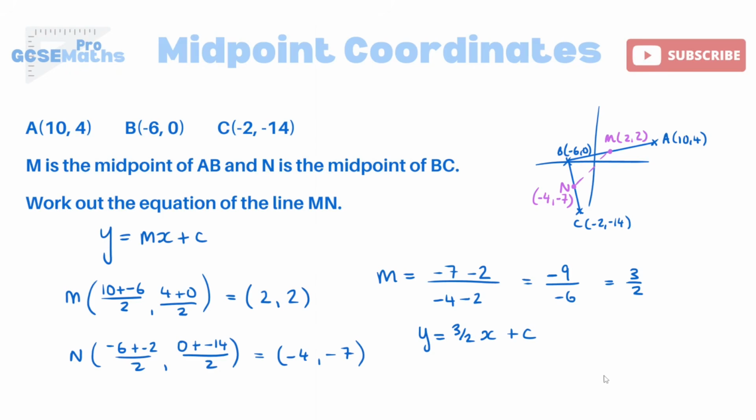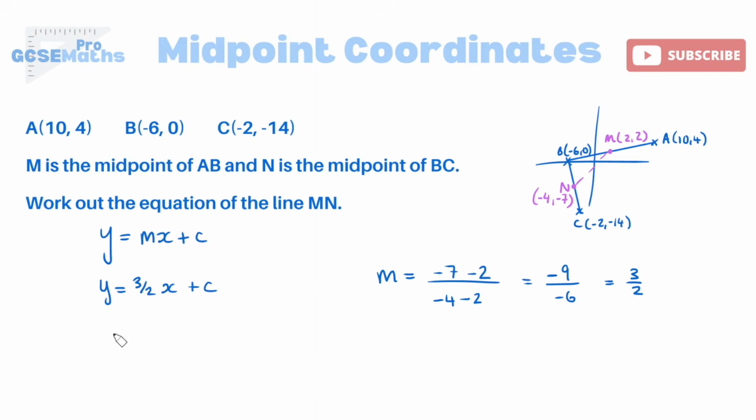Now I'm missing the y-intercept. I can roughly see where it is, but I'm obviously not going to guess. We do need to calculate it properly. In order to find the y-intercept, I need to substitute in a set of coordinates that are on the line MN. So this is where you can choose. Do I want to use the coordinates for M or for N? You can use either of those. I might just use the coordinates for M because they're both positive. It feels a bit easier. But it doesn't actually matter. So let's do it over here.